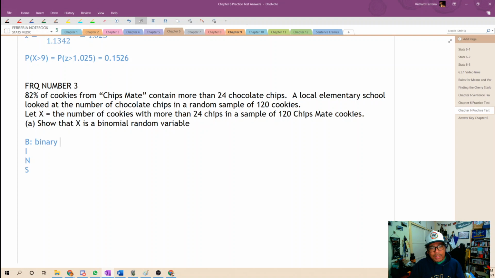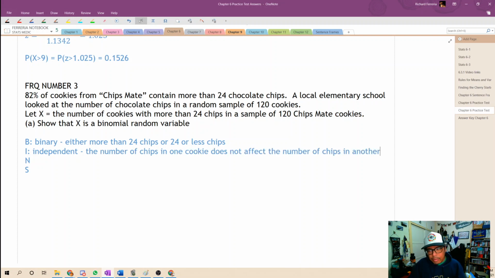And in terms of the number of chocolate chips, yes. The numbers make it a little bit difficult, but either there's more than 24 chips in a cookie, or there's going to be 24 or less chips in a cookie. So binary works. I stands for independent, and basically this means that when I take one individual and I look at it, its state doesn't affect the state of another chocolate chip cookie. So we're saying that the number of chips in one cookie does not affect the number of chips in another.